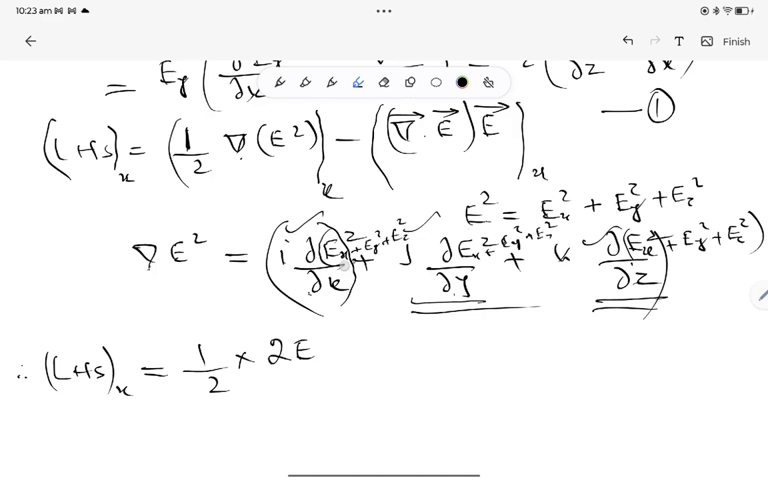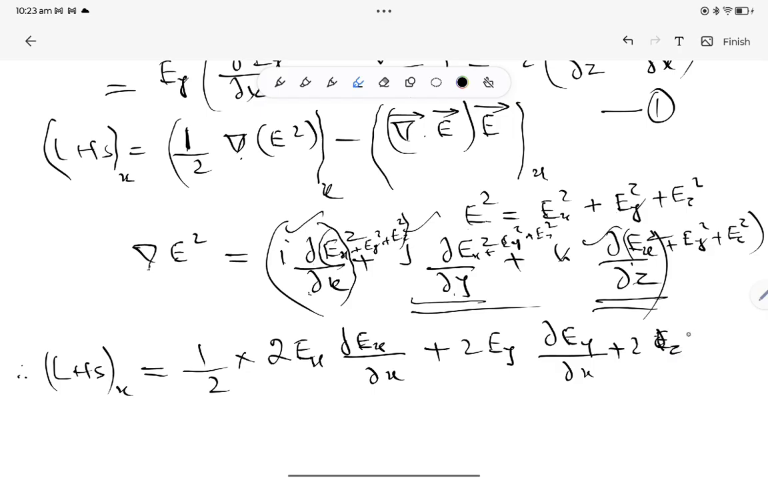I have to differentiate this with respect to x. So I will get 2ex del ex by del x. Similarly, 2ey del ey by del x plus 2ez del ez by del x.